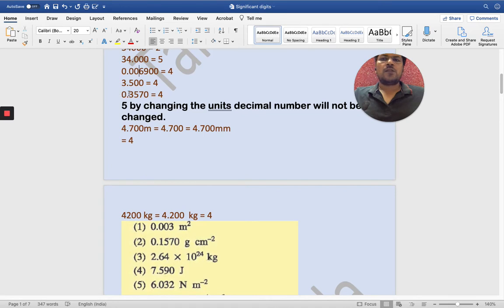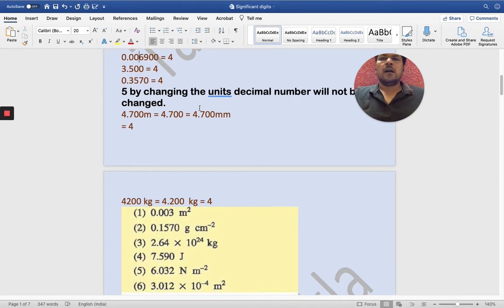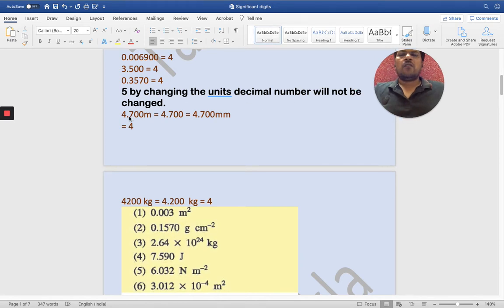Next is 0.3570, same journey. The last zero is considered, so the total number of digits is 4. Now, changing the unit, we have 4.700 meters. By changing units, you are not supposed to compromise your significant digits.